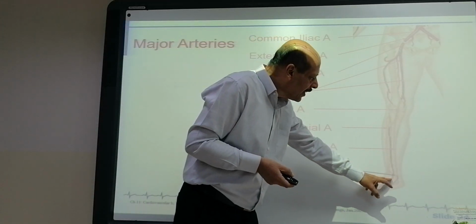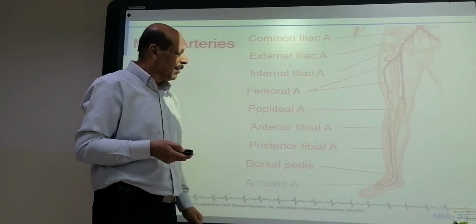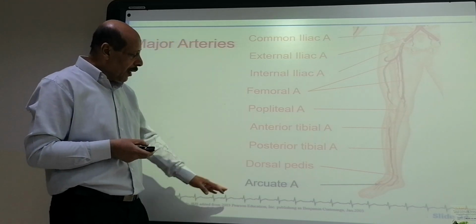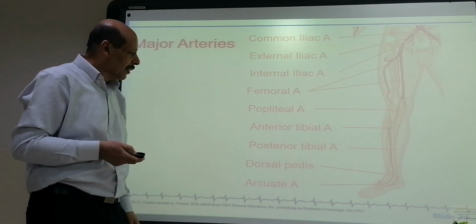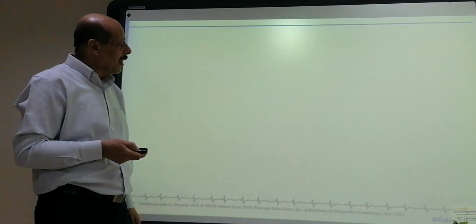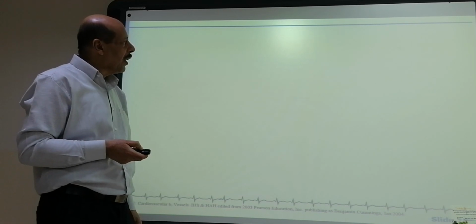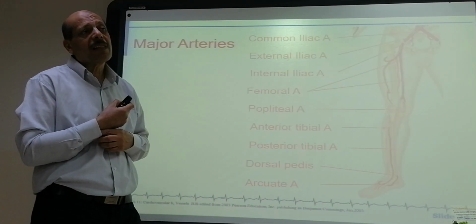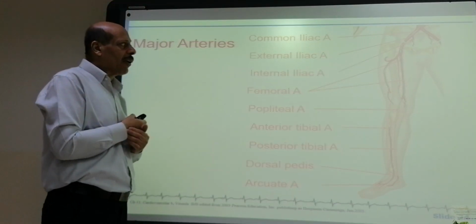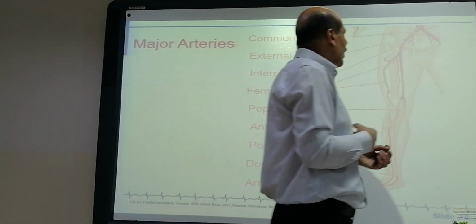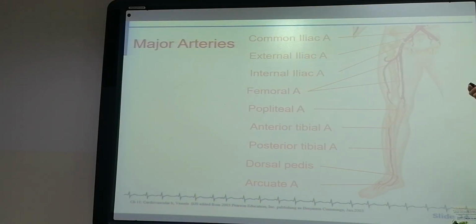Then the dorsalis pedis artery and the arcuate artery here. So these are the main blood vessels going to the lower extremity. In the lower extremity, we have the common iliac artery, and from it the external iliac artery and internal iliac artery.